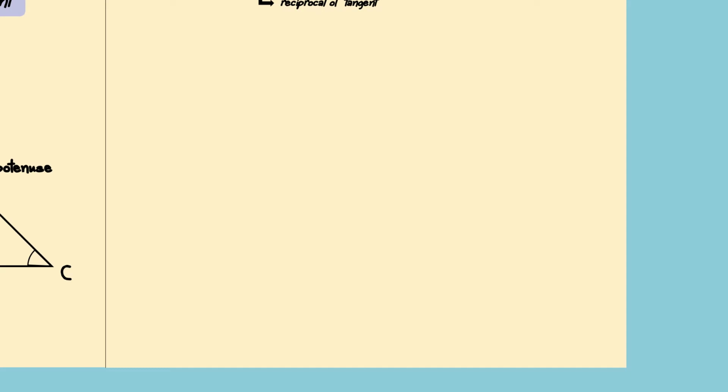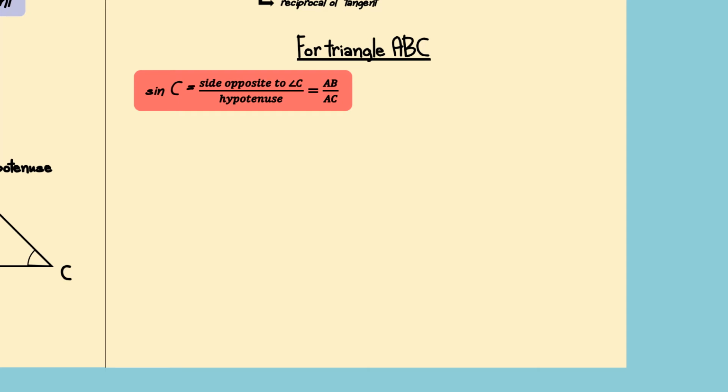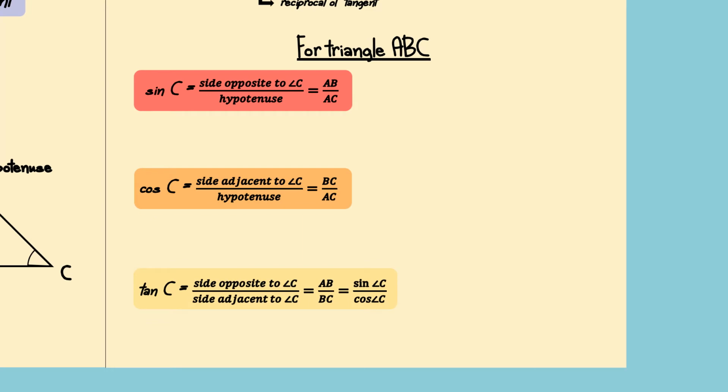For triangle ABC, the ratios are defined as follows. The sine of C, which is the side opposite to angle C divided by the hypotenuse, is equal to the side AB divided by the side AC. The cosine of C, which is the side adjacent to angle C divided by the hypotenuse, is equal to the side BC divided by the side AC. The tangent of C, which is the side opposite to angle C divided by the side adjacent to angle C, is equal to the side AB divided by the side BC, which is also equal to the sine of angle C divided by the cosine of angle C.